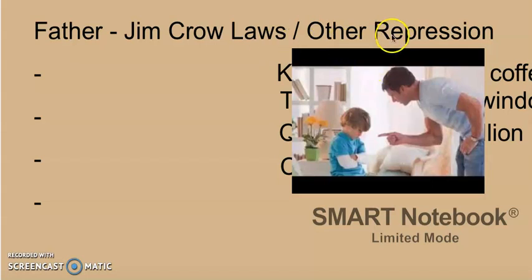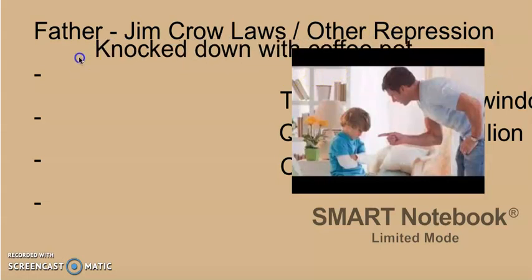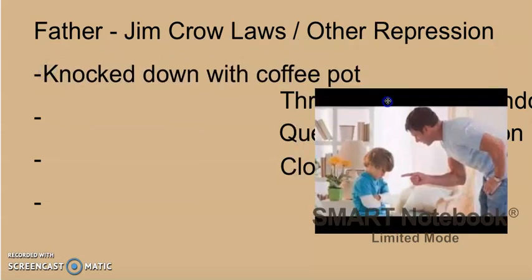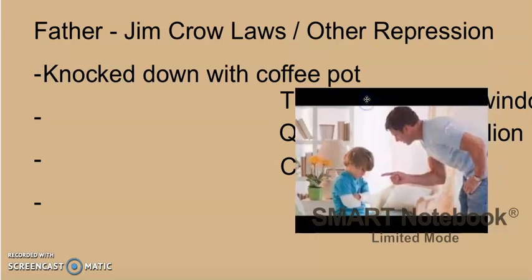So I have added other repression here. Let's talk about the father. The father knocked down the dog with a coffee pot. Now, very abusive here, but he ended up establishing dominion over the dog.